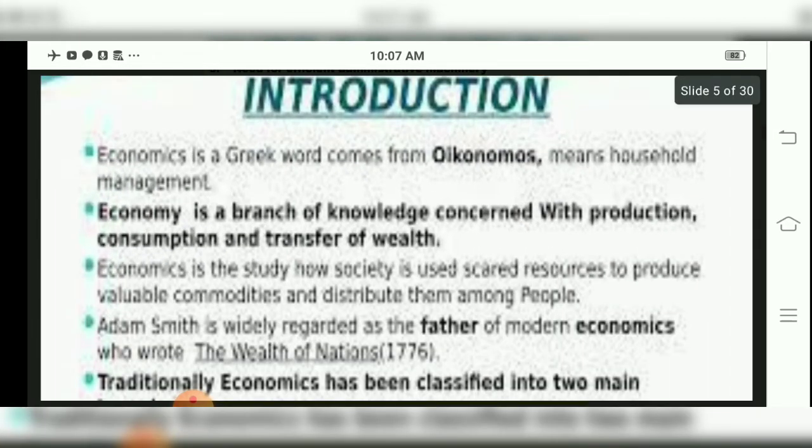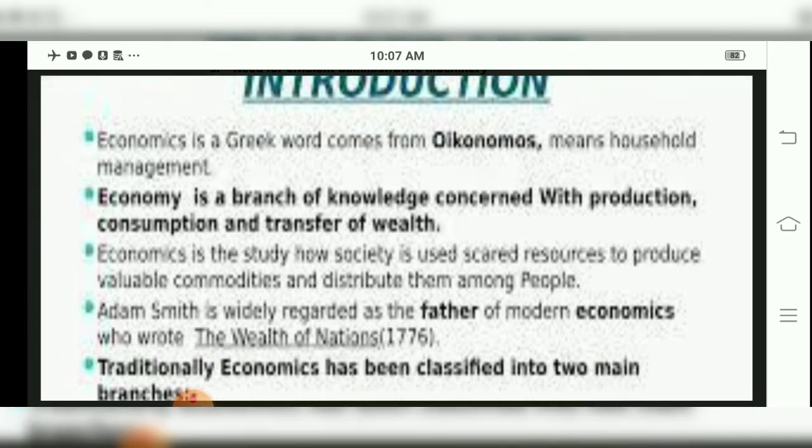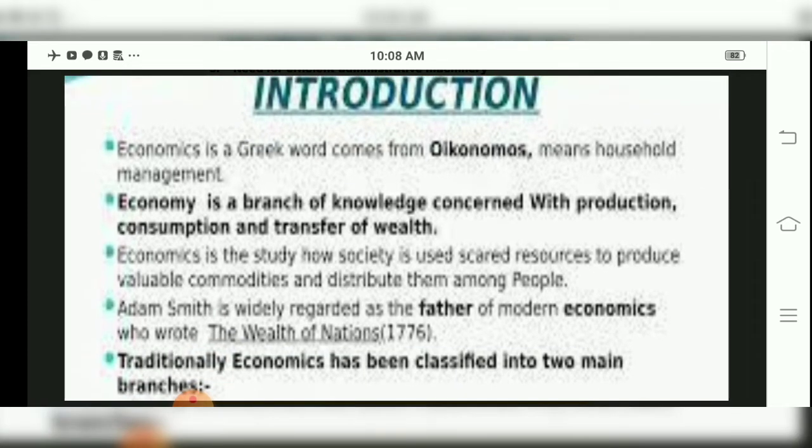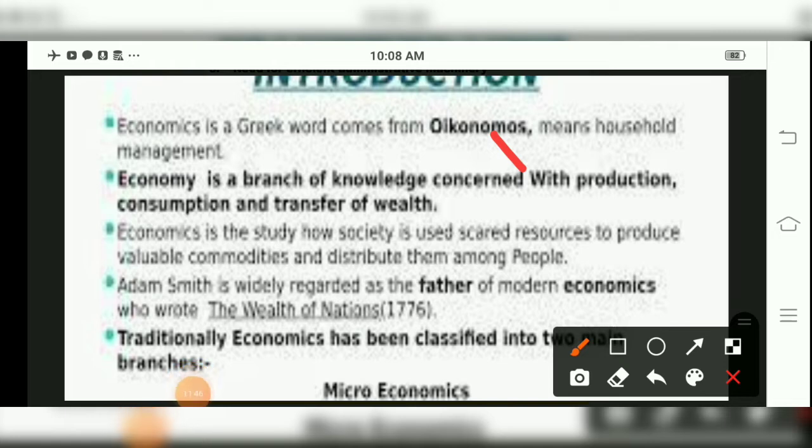Now we come to the main part of the chapter, children, that is the introduction: how the word economics came into existence. Economics is a Greek word which comes from oikonomos, means household management. So economics is a branch of knowledge concerned with production, consumption and transfer of wealth.